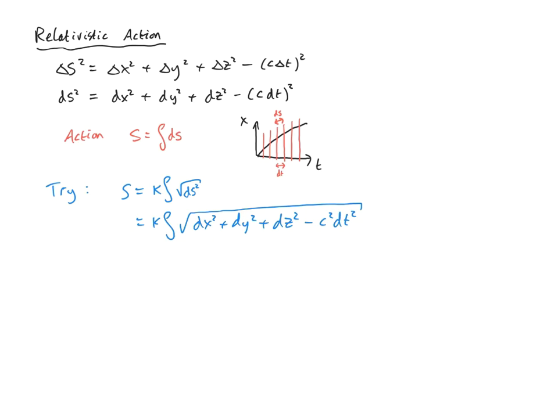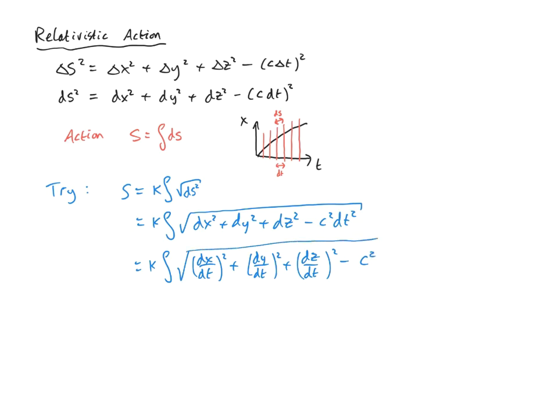So what I can do is take out a factor of dt squared from that square root, and that's going to leave us with something that looks rather suggestive. It's going to give us dx by dt squared plus dy by dt squared plus dz by dt squared, and then just minus c squared. The dt squares cancel. And then I have this factor of dt squared that I've taken out of the square root, so I'm just left with the factor of dt. So this is now looking much better because I have the integral dt of something.